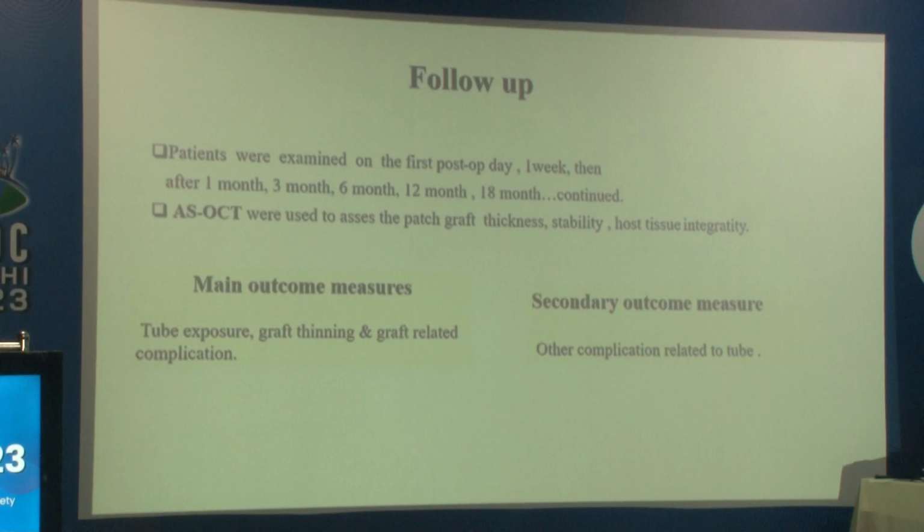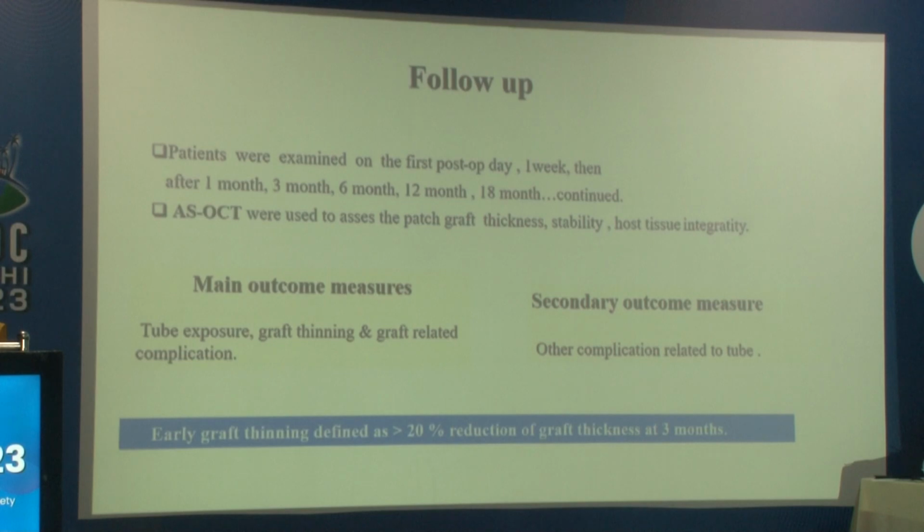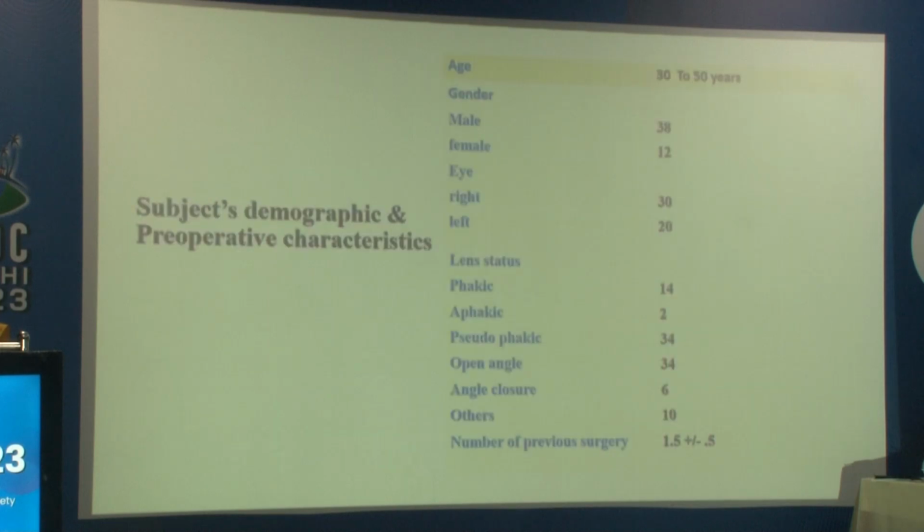The patients were examined on the first post-op day, then 1 week, 1 month, 3 months, 6 months, and 18 months continued. And the AS-OCT was used to assess the patch graft thickness, stability, and host tissue integrity. So the main outcome measures: tube exposure, graft thinning, and graft-related complications, and secondary outcome measures: other complications related to the tubes. The early graft thinning was defined as more than 20% reduction of the graft thickness at 3 months. So this is the subject demographic and the preoperative characteristics.